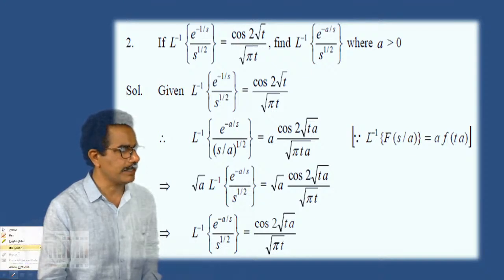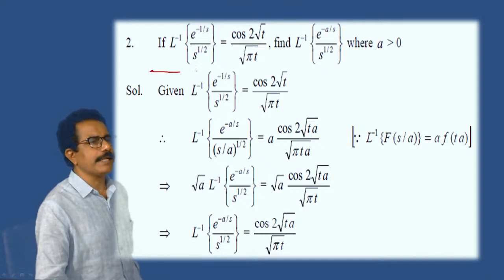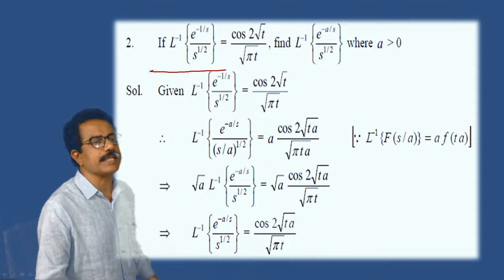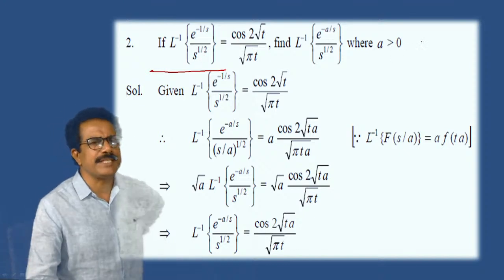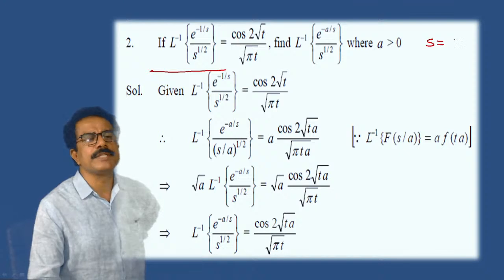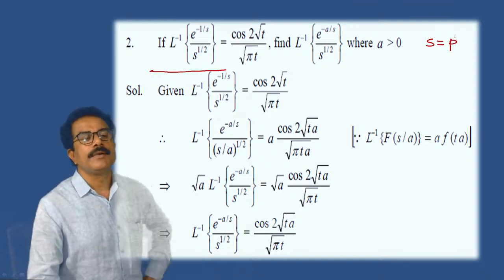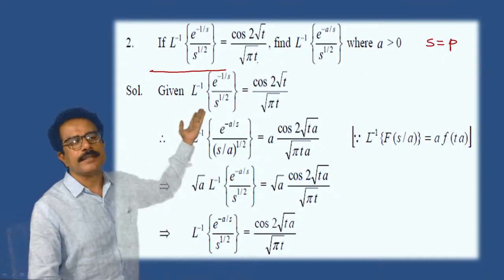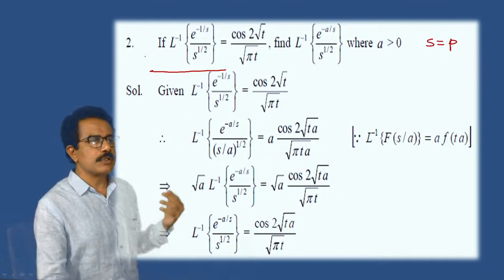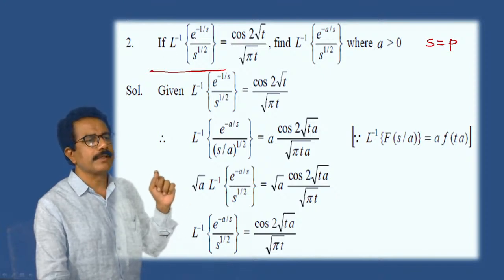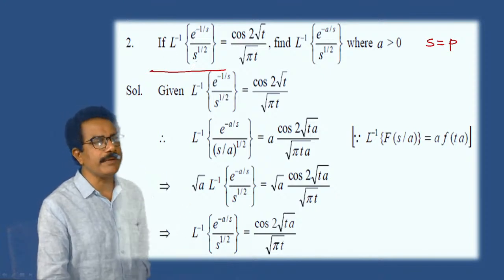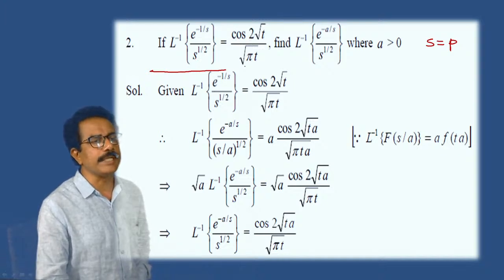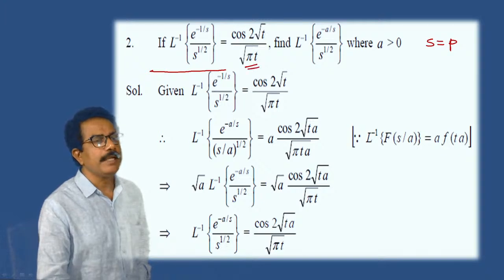Okay, now see this. What is this here? L inverse of e raised to minus 1 upon s divided by s raised to 1 by 2. S means p. Some books always use s, some books use p. So in place of s, you can put p. So we will get L inverse of e raised to minus 1 upon p divided by p raised to 1 by 2, which gives cos 2 root t divided by root pi t.